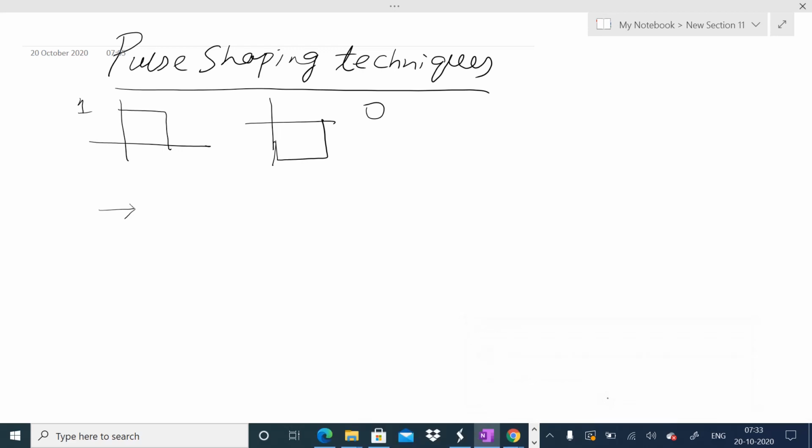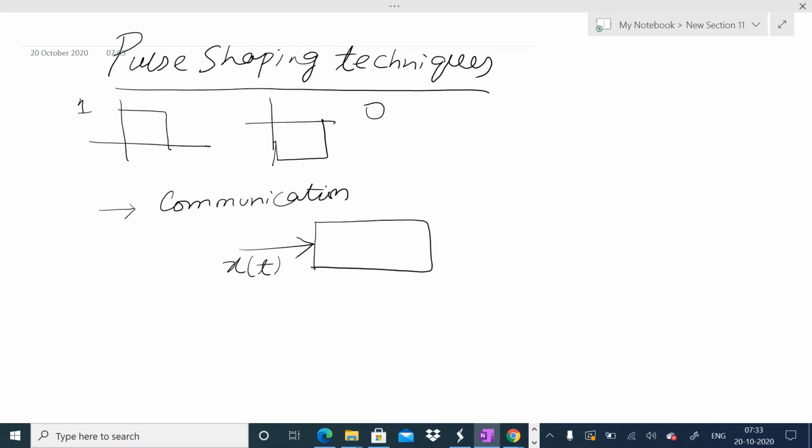So you transmit some signal, suppose x of t, and the transmission medium, right from your transmit antenna to the receive antenna, that whole thing is a channel, and what you receive at the receiver is y of t. Now what can this channel be?